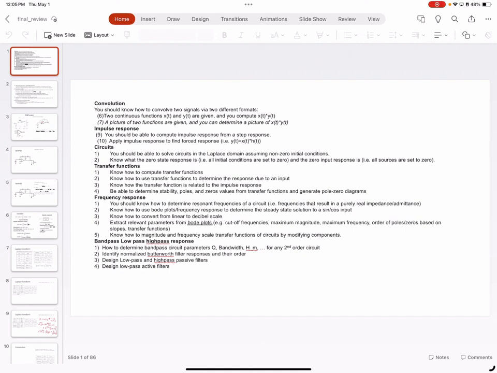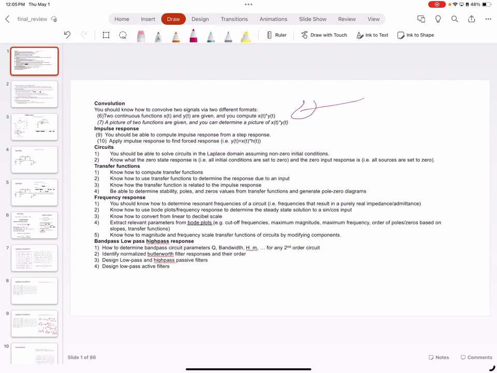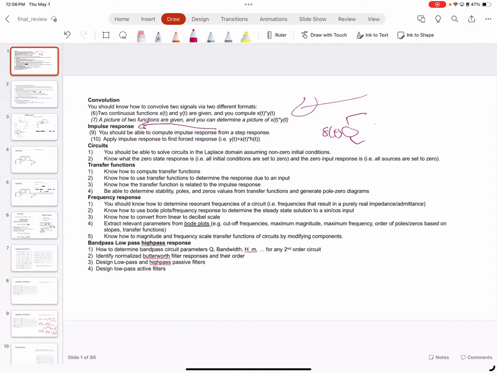Okay, convolution: you should just be able to convolve two signals, nothing that deviates from the past. Impulse response: you should know what the impulse response is. Just remember that when you assume that the impulse is a delta function, that's called the impulse response. And if I take the Laplace transform of the impulse response, I get what's called the transfer function.